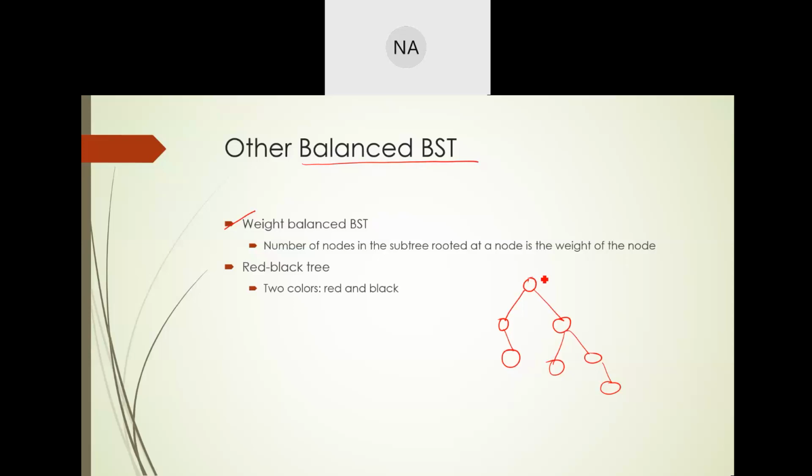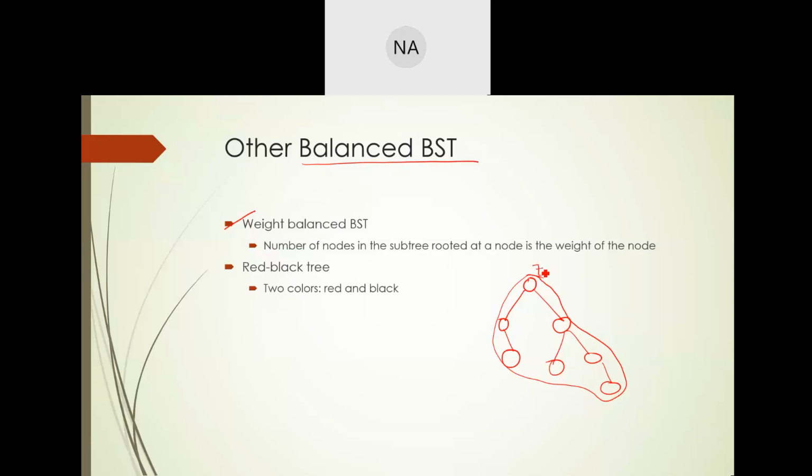For example, consider the root. The weight of the root is the number of nodes in the subtree which is rooted at the root node. So this entire tree is rooted at this root node, right? What is the number of nodes in the entire tree? 1, 2, 3, 4, 5, 6, 7. So the weight of the root node is 7.